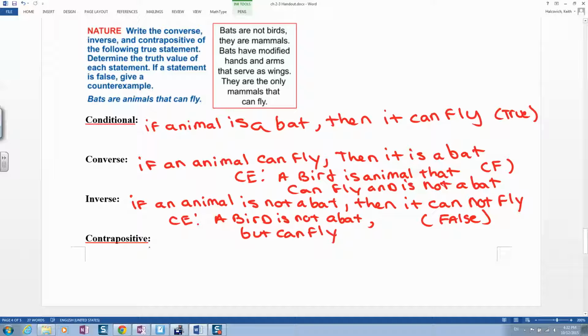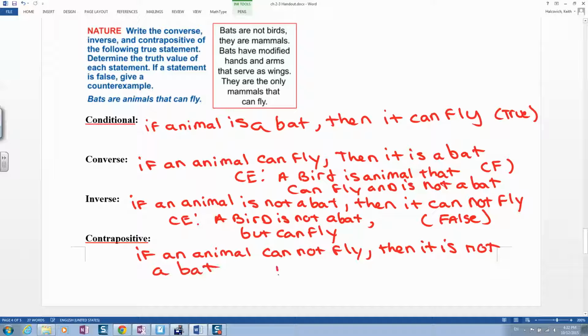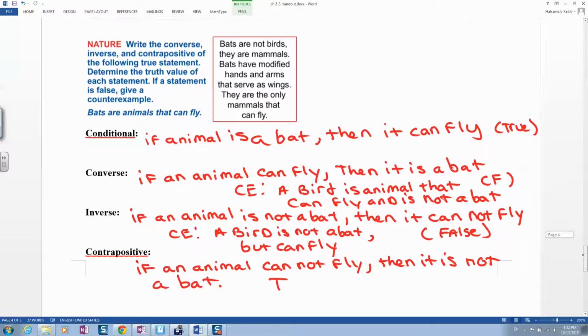And the contrapositive: if an animal cannot fly, then it is not a bat, and that is true. So notice the conditional and contrapositive are both true. The converse and inverse are false. Remember, they should be logically the same.